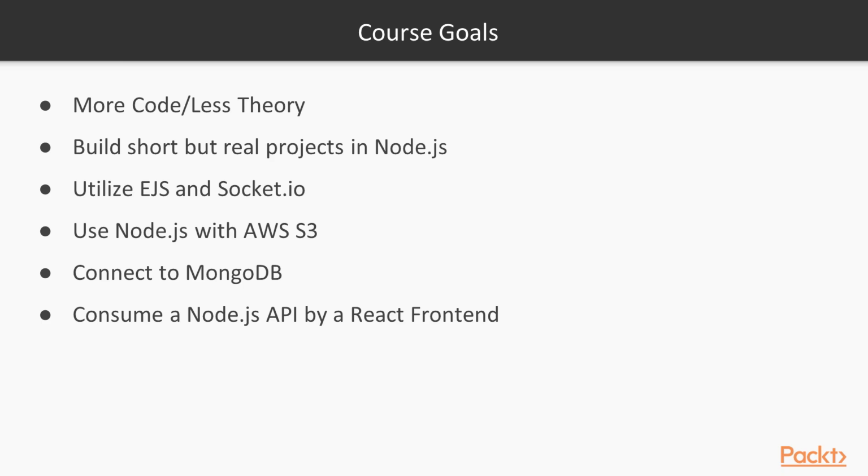The course goals are to get you up to speed fast, so we're going to focus on code in order to build short applications that respond to real-life challenges faced by Node.js developers. We will utilize EJS and Socket.io, integrate with Amazon Web Services S3 for storage, and much more. By the end of this course, you will know how to connect to MongoDB and consume a Node.js RESTful API from a React frontend application.